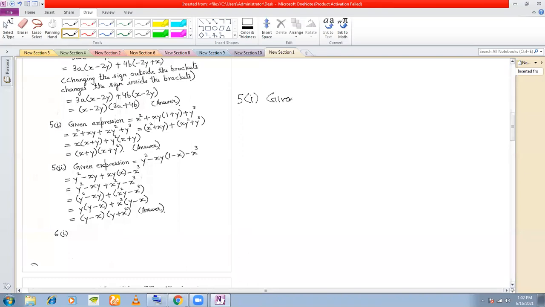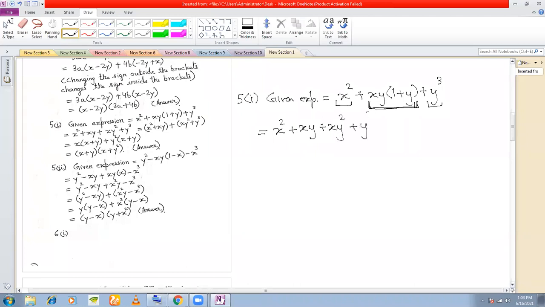Given expression here is x square plus xy(1 plus y plus y square). Now see, it looks like there are 3 terms here: 1, 2, and 3. But if you multiply this one together, you will get 2 terms, which makes it 4 terms. So we'll multiply first. So you have x square plus xy into 1 is xy, plus xy into y square is xy cube. Now we've got 4 terms.